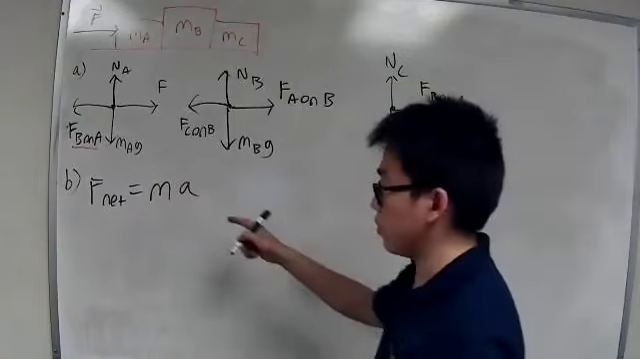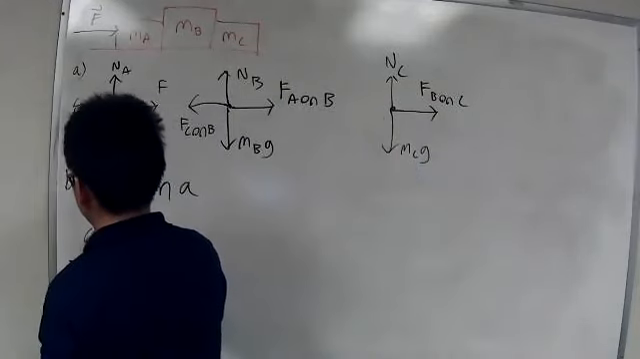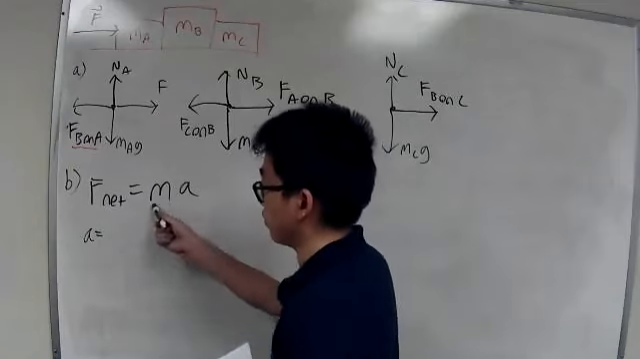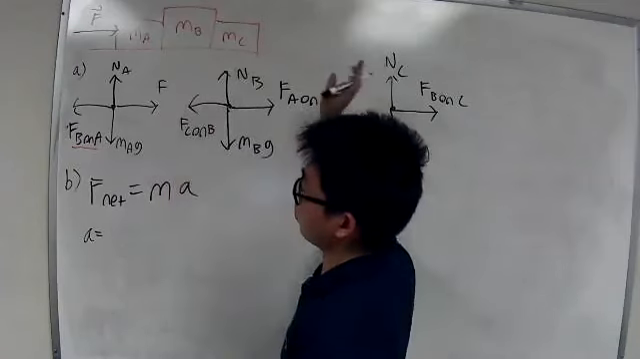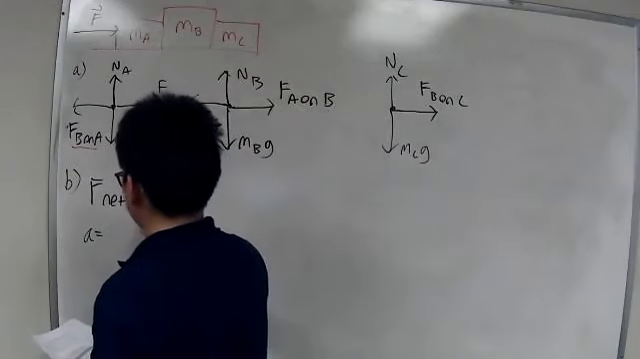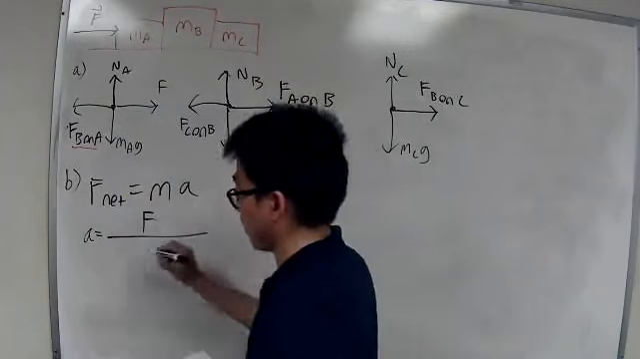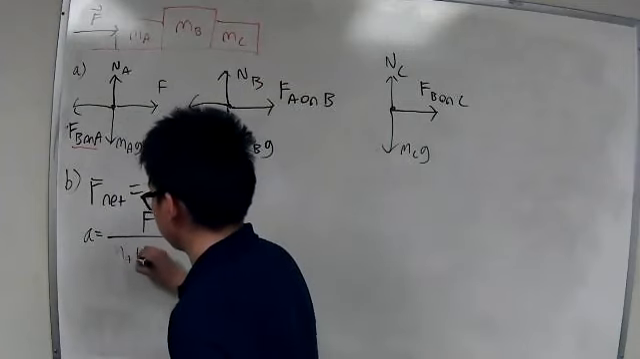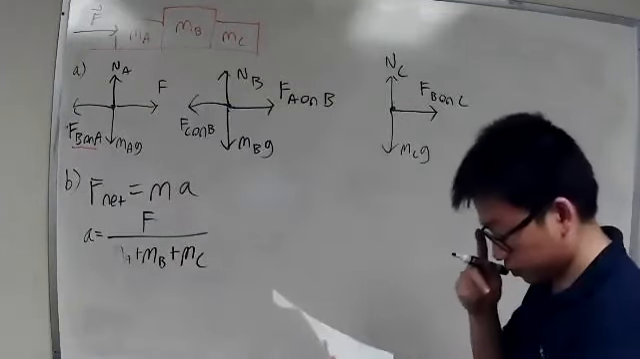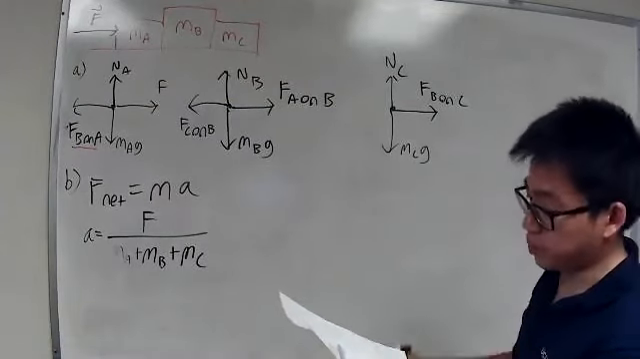But then they want to solve for acceleration. So you just do that, right? If they say for the whole system, you should be thinking of the whole system moving to the right at some force that's equivalent to MA. So yeah, you will get F over all the masses. And that's how you answer part B.